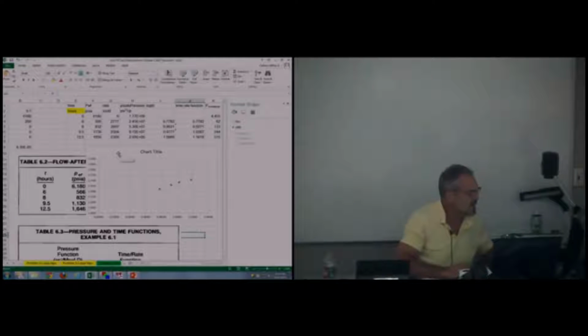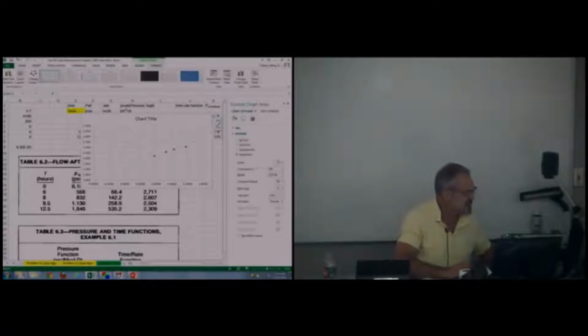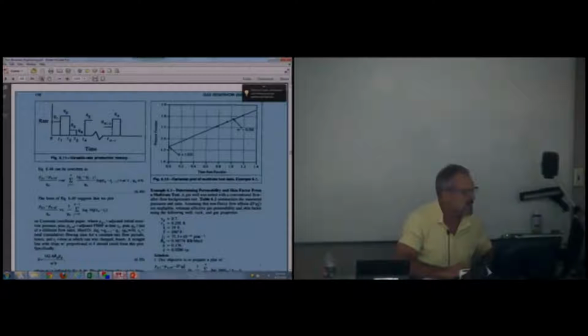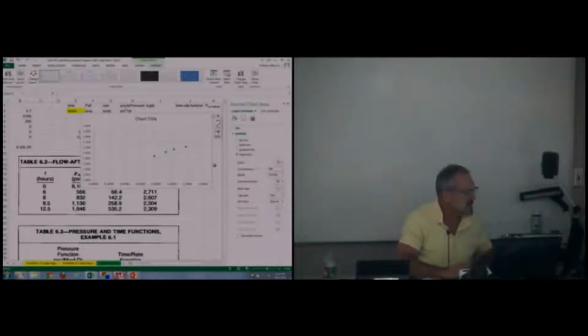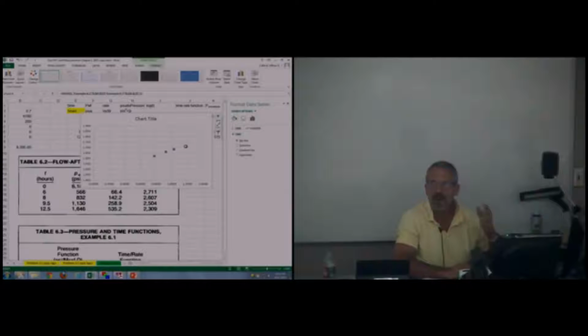Okay, then my graph right here should just look just like the textbook. Right? Looks pretty much like it. In fact, I can do my interpretation automatically with the trend line.